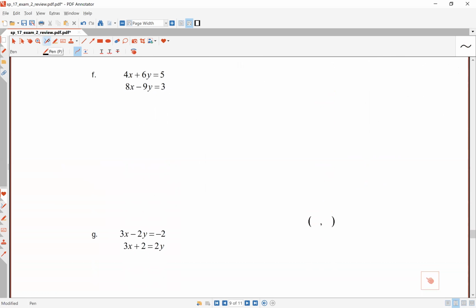Letter F. With the 8 in the second equation, I can easily multiply the first equation by negative 2 and obtain the opposite of 8. That's negative 8x minus 12y is negative 10, and 8x minus 9y equals 3. Adding these together, I have negative 21y equals negative 7. Dividing both sides by negative 21 gives me y equals 7 over 21, which is 1/3.